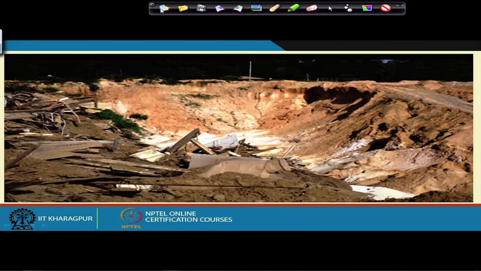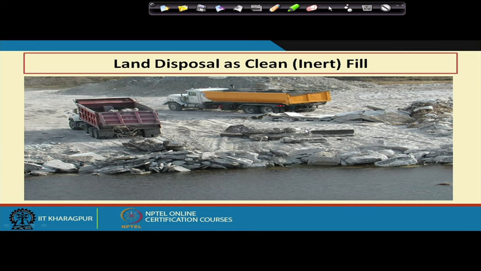One of the problems in a C&D landfill, especially in the developed countries, is because of the use of gypsum drywall, H2S, hydrogen sulfide, gets produced in anaerobic condition, and hydrogen sulfide is a nasty gas. It creates a lot of nuisance around this landfill site. And you can use land disposal of a clean inert fill.